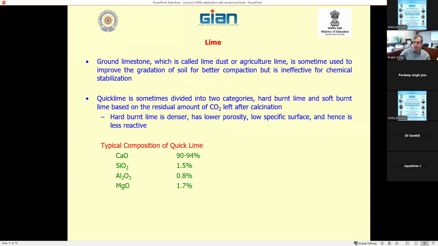Now, if lime is used, what is going to happen? There are different types of lime. One is limestone, that is agricultural lime, which we don't want. There is quicklime and there is hydrated lime. The composition of lime is basically calcium oxide, 90 to 94%, silica 1.5%, alumina 0.8%, and magnesium oxide 1.7%. Quicklime is sometimes divided into two categories: hard burnt lime and soft burnt lime, based on the residual CO2 left after calcination.